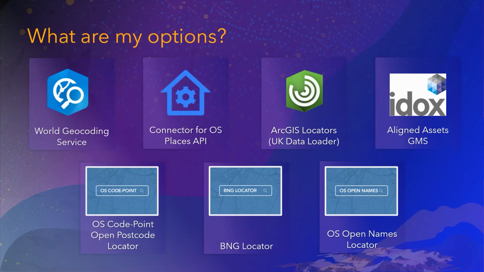The next option is moving to ArcGIS Enterprise and using ArcGIS Locators. These are built using ArcGIS Pro and the UK data loader. We recommend this option when the OS Places API or the World Geocoder do not meet your needs. It allows for batch geocoding as well as single address searches against locators, which are created using the UK data loader. This can either be done using the tools or can be pre-built by Esri UK for you.